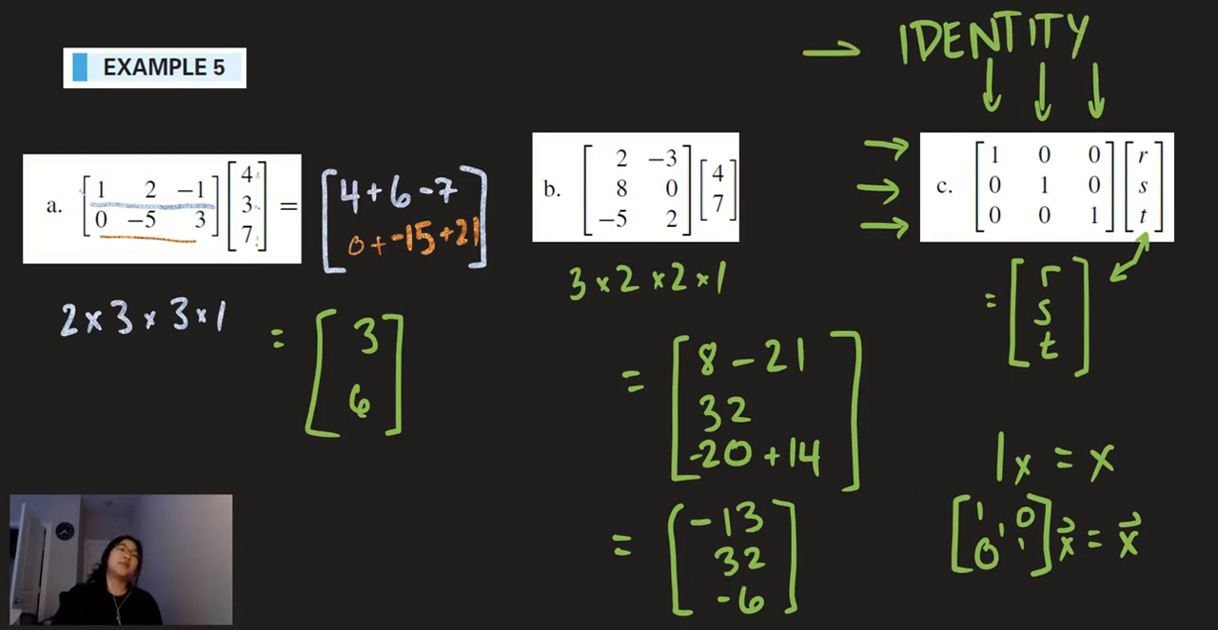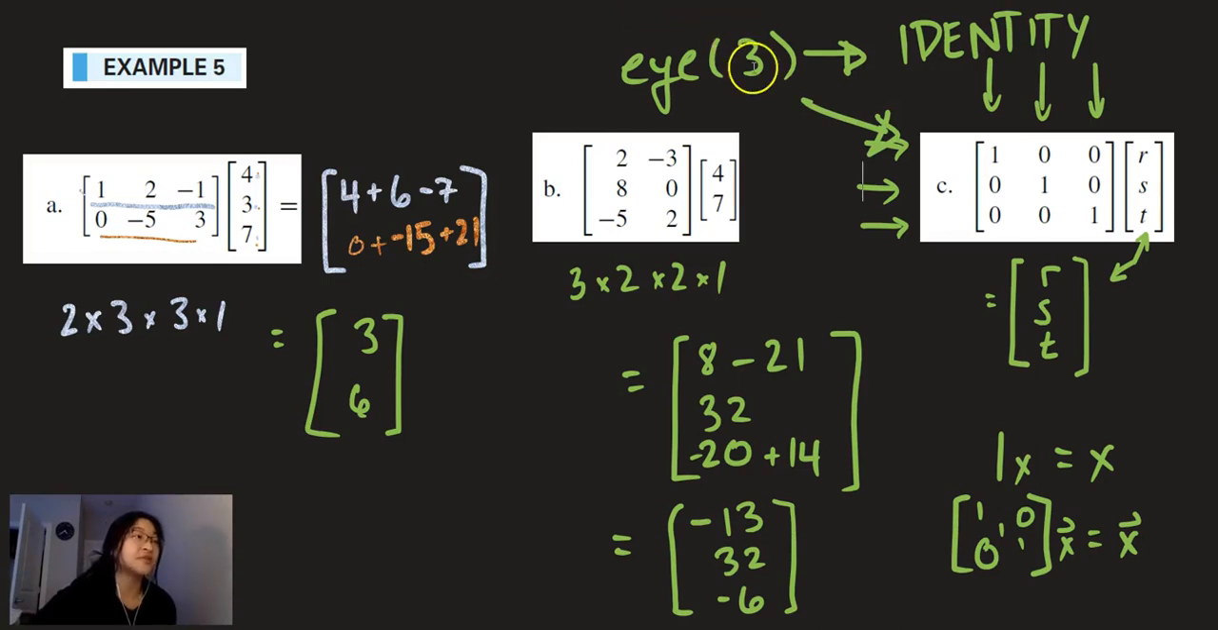Identity matrix, and in MATLAB, it's eye, and then you put the dimensions of how big you want it to be. I think it'll make it a square. So if you say eye of 3, then it'll make this identity matrix with 1s down the diagonal and zeros everywhere else.